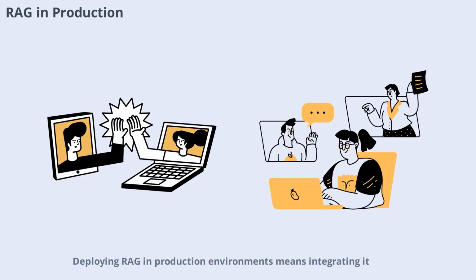Deploying RAG in production environments means integrating it with real-time data sources and ensuring robust retrieval pipelines. This allows AI agents to answer questions using the latest available information without the need for constant retraining. For example, a customer support bot can reference updated policy documents instantly, providing accurate and timely responses to users.